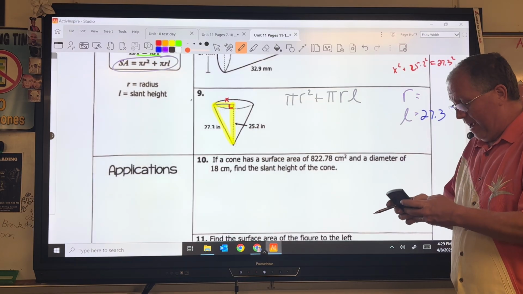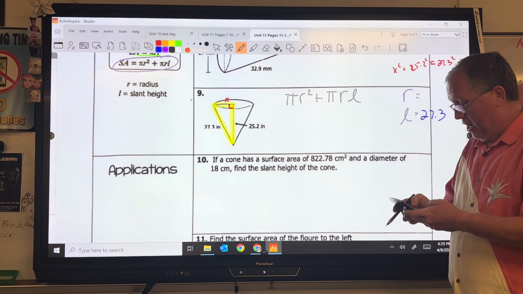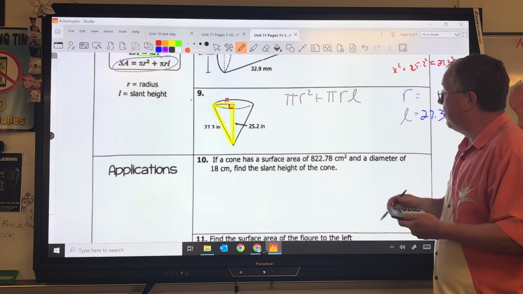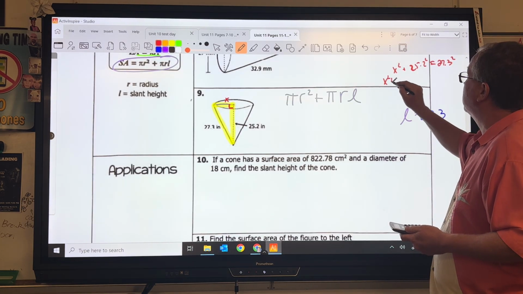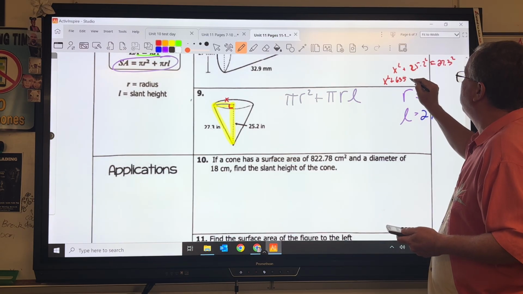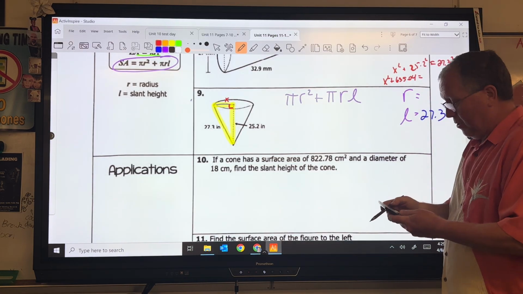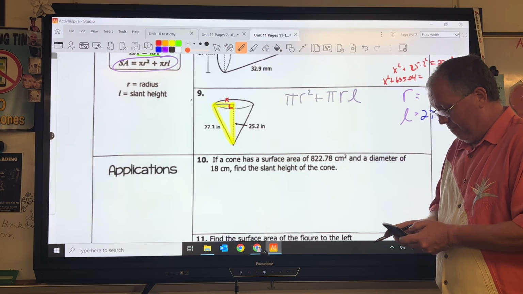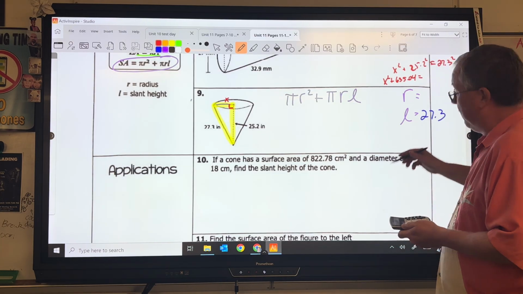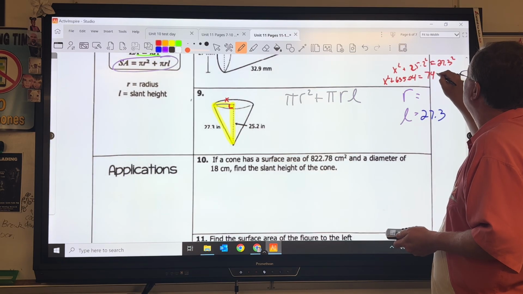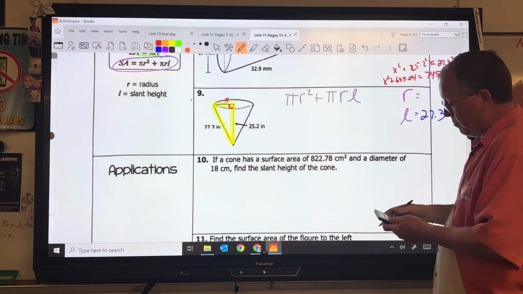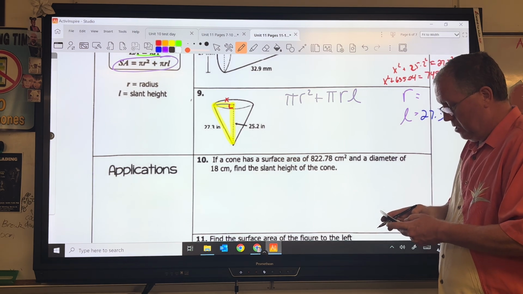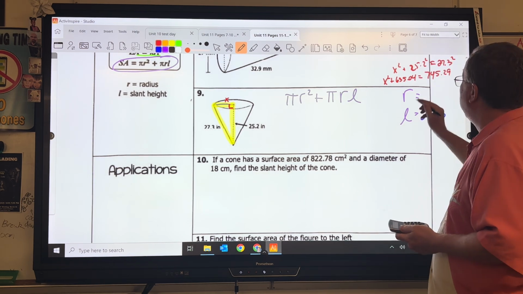So I'm going to go 25.2 squared, 25.2 times 25.2 equals 635.04. So I have x squared plus 635.04 equals 27.3 times 27.3, which gives me 745.29. Now I have to subtract the 635.04, and that gives me 110.25.